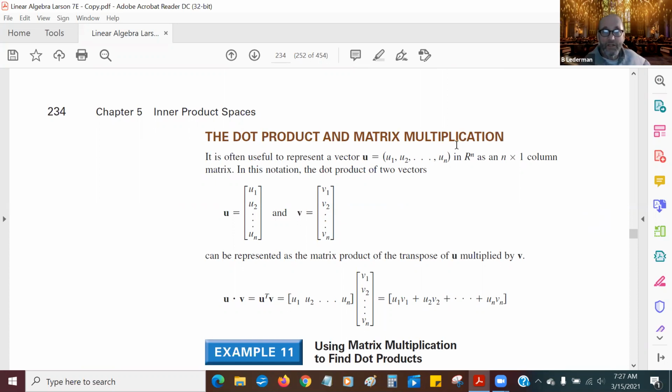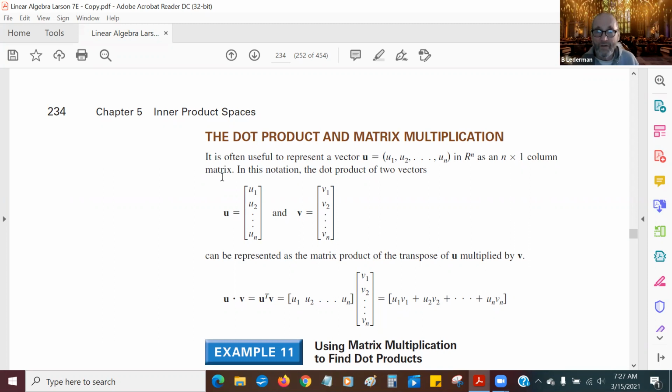Now, dot product and matrix multiplication. You may have noticed that there's a great similarity between how we do a dot product and how we do a matrix multiplication. It's kind of the same: do the first component times the first component. When we do a matrix multiplication, we're taking a row and a column. So it's the first element of this row times the first member of this column, second, third. So dot products and matrix multiplication are kind of the same process.